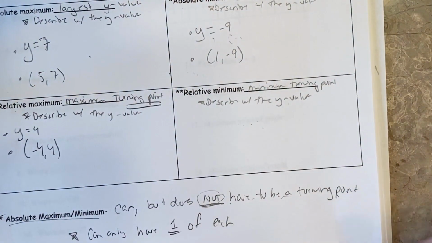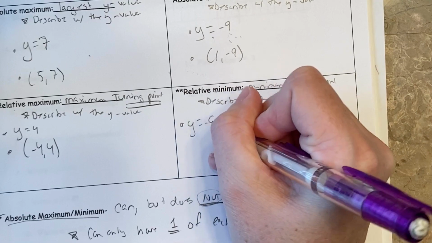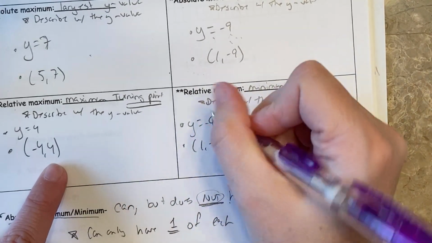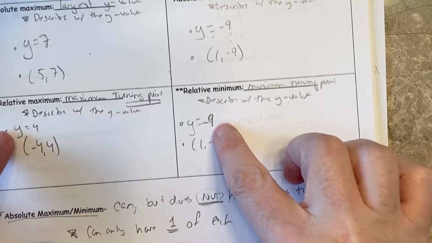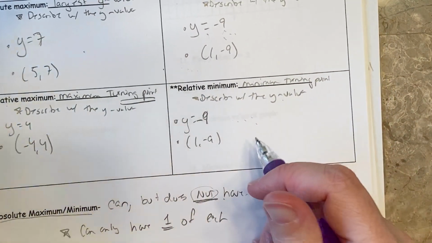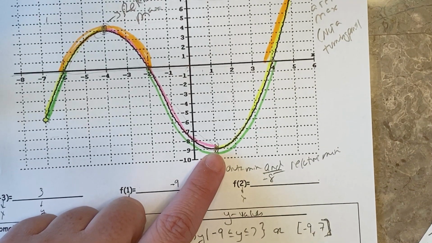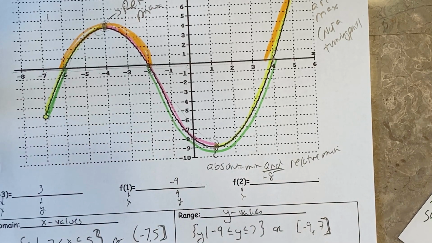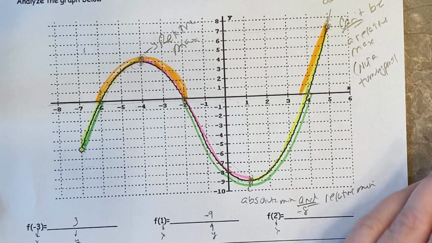And then for the relative minimum, y equals -9, or (1, -9). Again, only give the coordinates if they ask for it. I would stick with the y values. So our relative min is right there. Okay, this is not, because that is not a turning point. Okay, oh boy, that was a lot. So we're going to do one more example. It will go a little bit quicker.